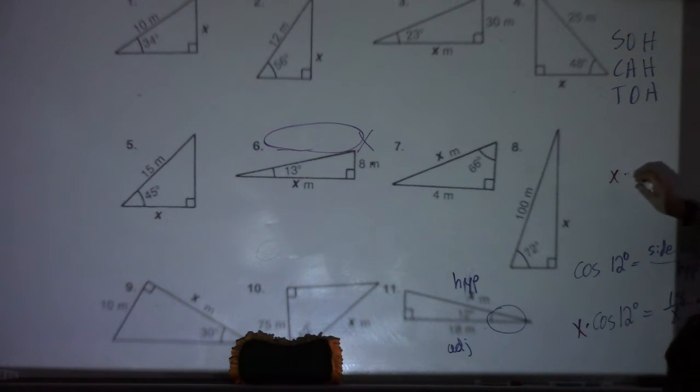Right? X times the cosine of 12 degrees is equal to 18. Remember, I want my variable on its own, so what do I still need to do? I want this x on its own, so I got to get rid of cosine of 12 degrees. Anything divided by itself is 1. So there's what x would equal.